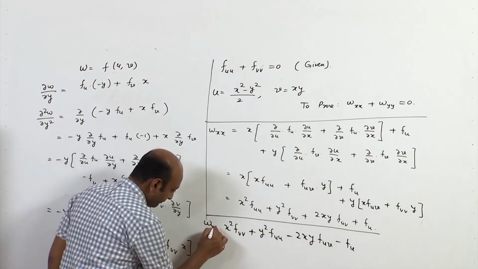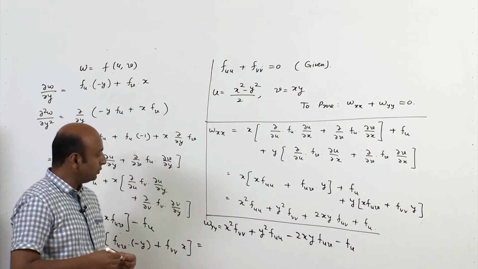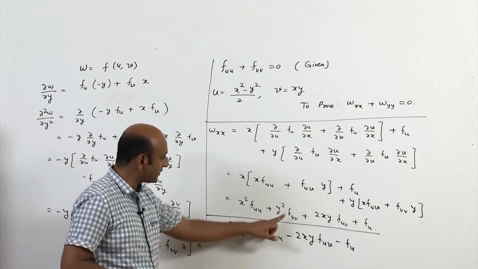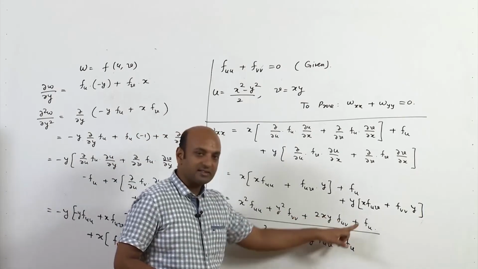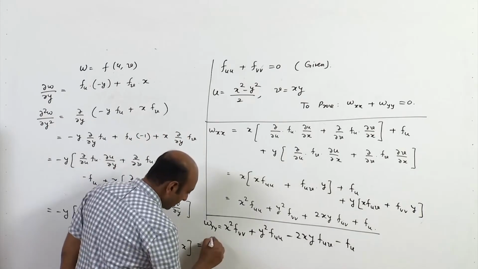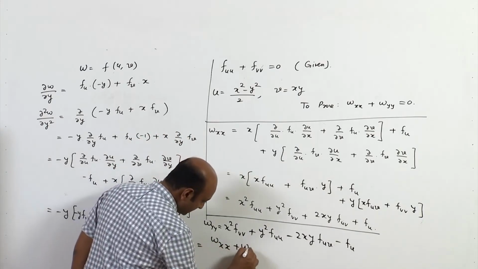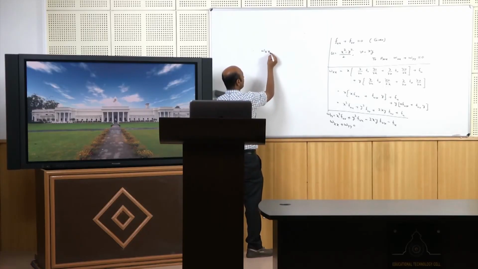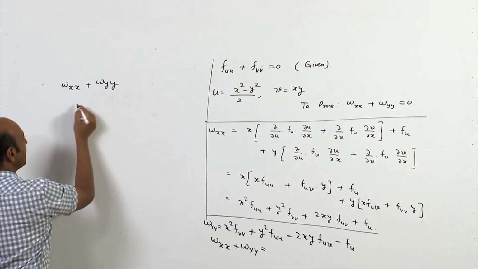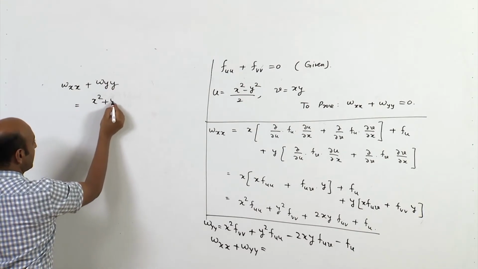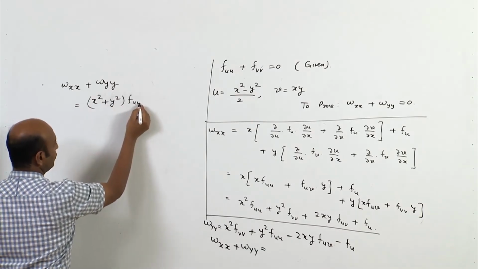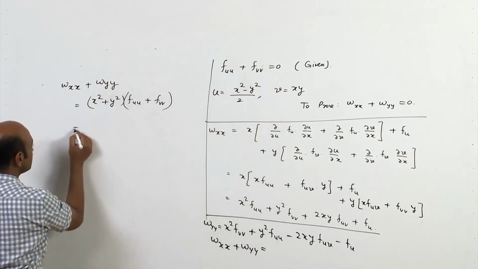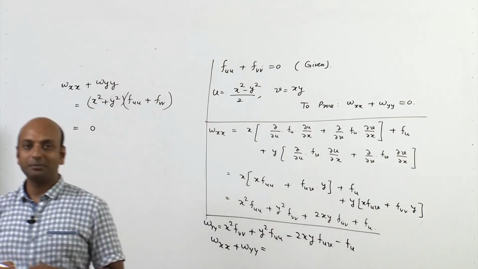Okay. Now, when you add these two, it is x square plus y square times f_uu, x square plus y square times f_vv, this cancels with this and this cancels with this. So, we are having w_xx plus w_yy as x square plus y square times f_uu plus f_vv, and this is equal to 0, which is given to us. So, it is 0. So, we have proved.